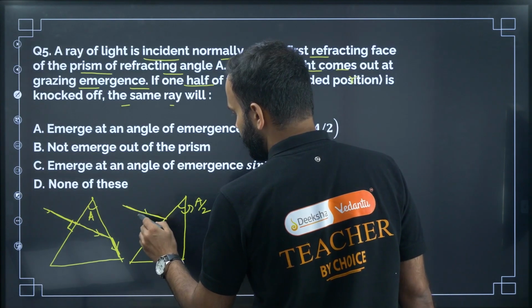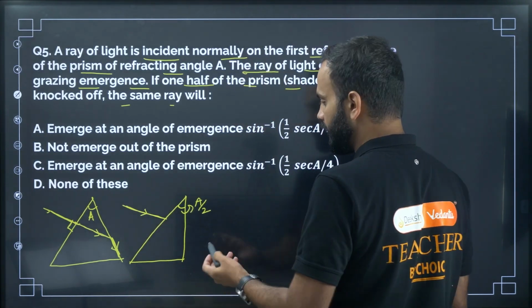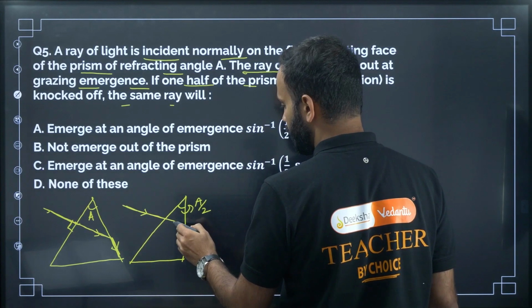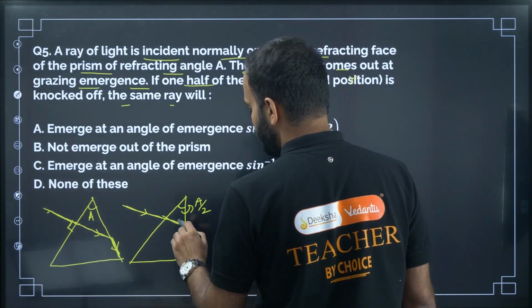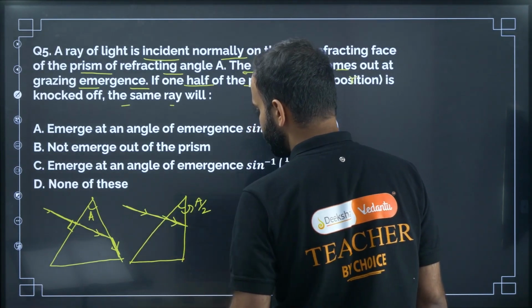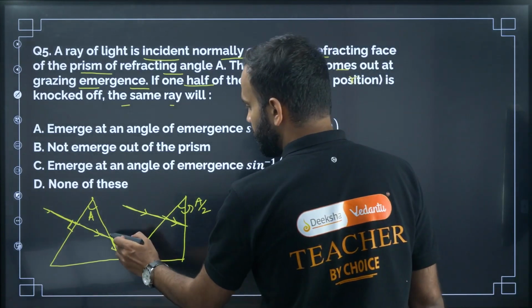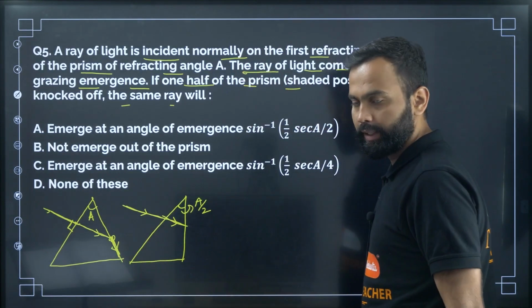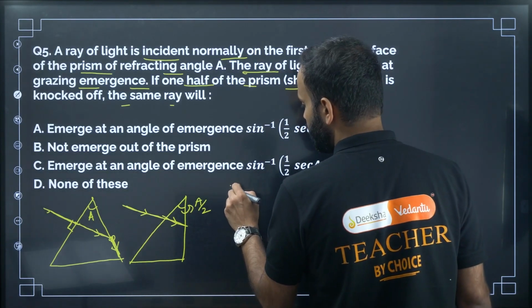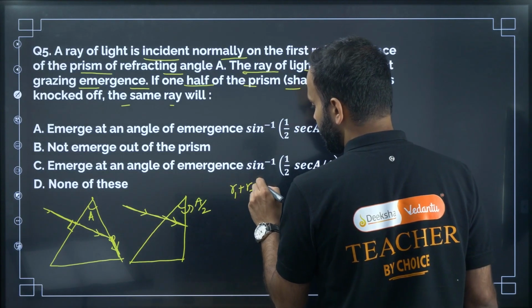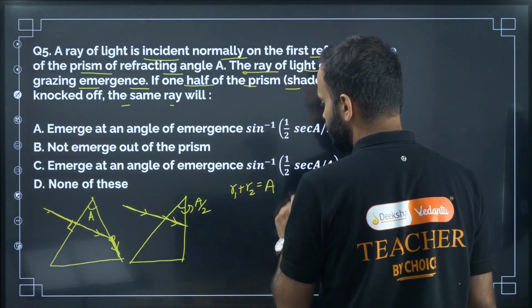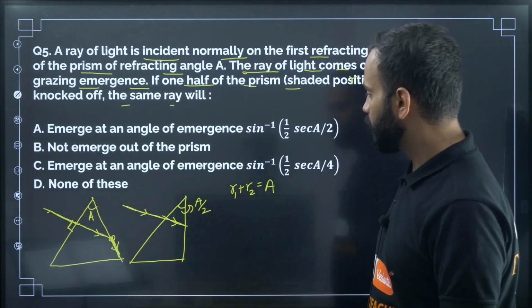Okay, so this is angle of incidence 90 degree. We need to find the angle of emergence. Now apply Snell's law at this point. Before that, we know that R1 plus R2 is equal to A.